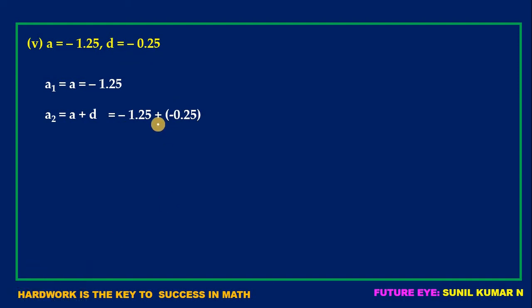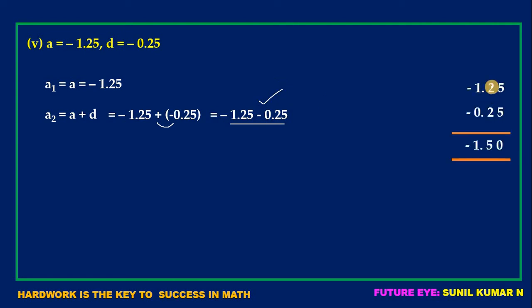Now let us multiply the signs first here. Plus into minus is minus. Hence we get minus 1.25 minus 0.25. And here there are decimal numbers. When both the numbers have a negative sign, we have to add and put a negative sign. But let us see how to add decimals. So look at here. I have taken both the numbers one under another.